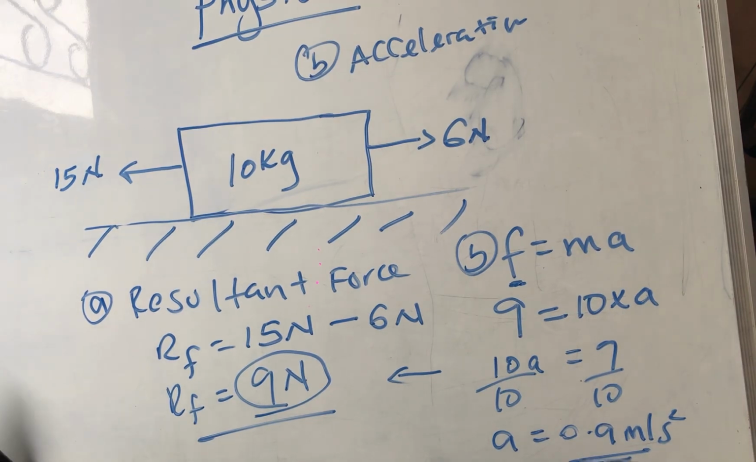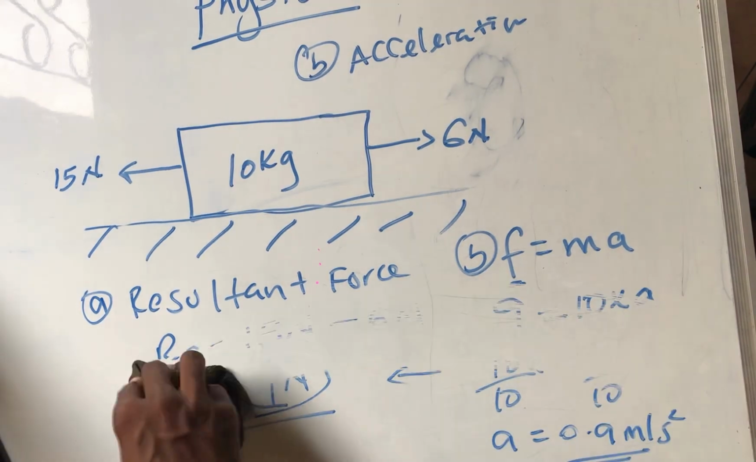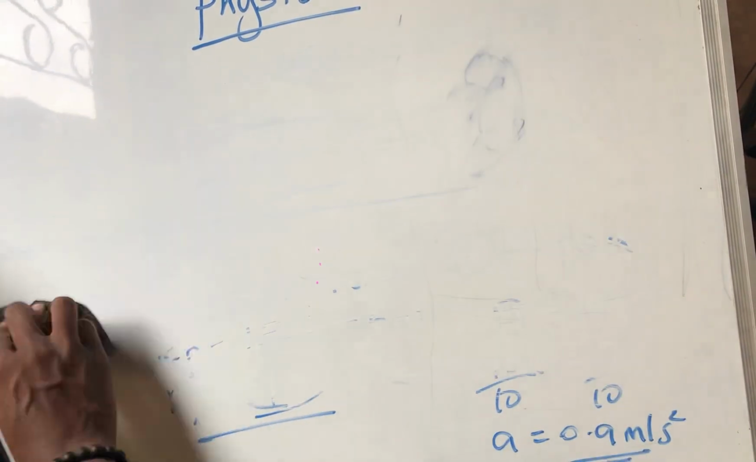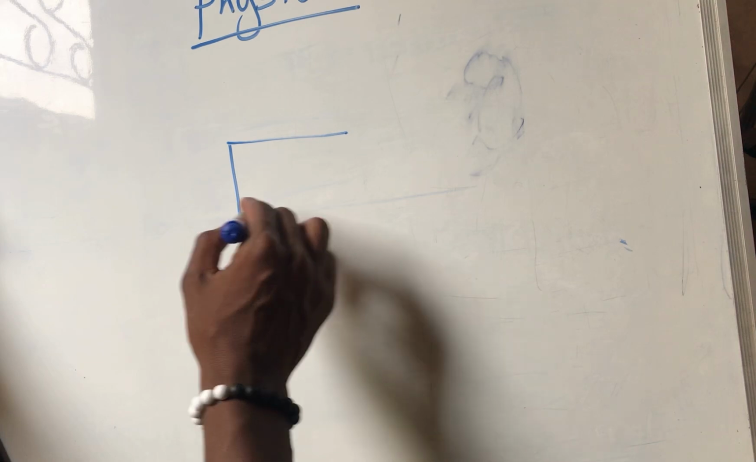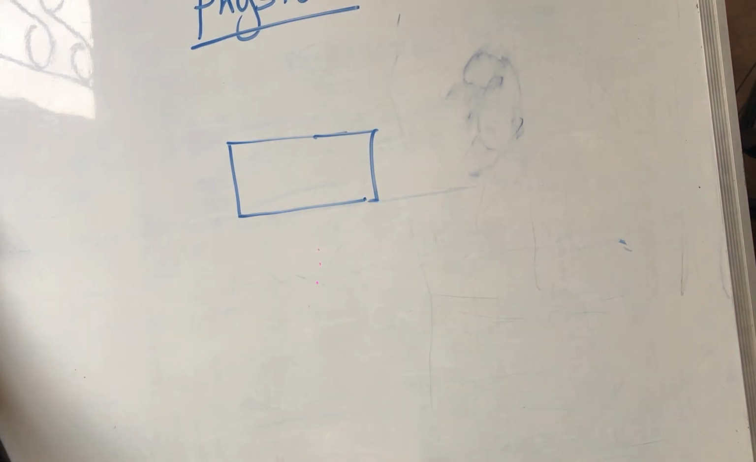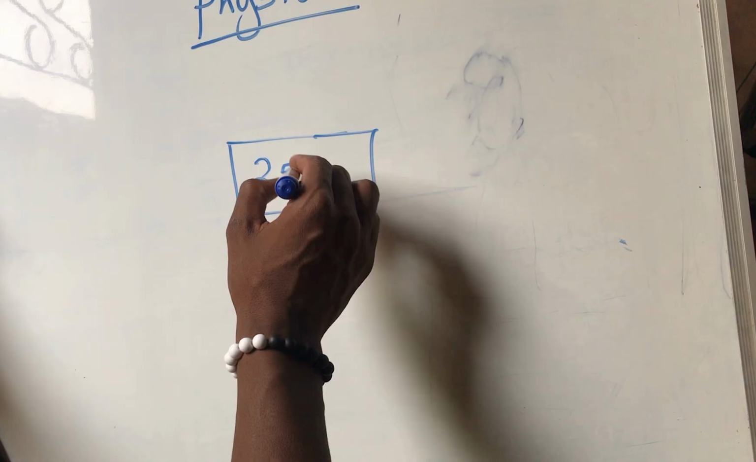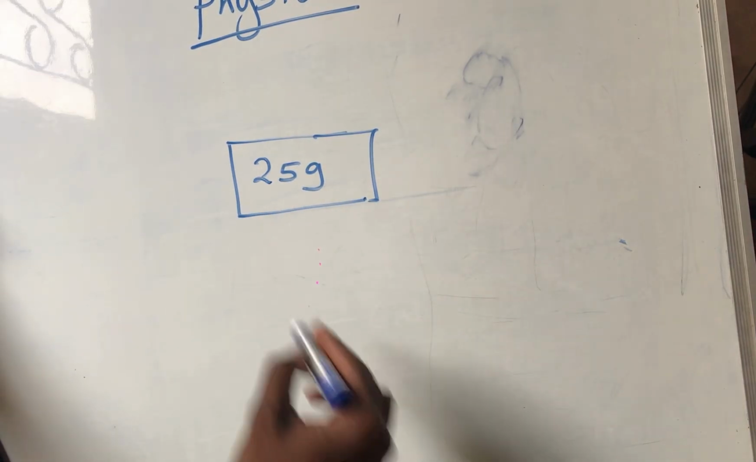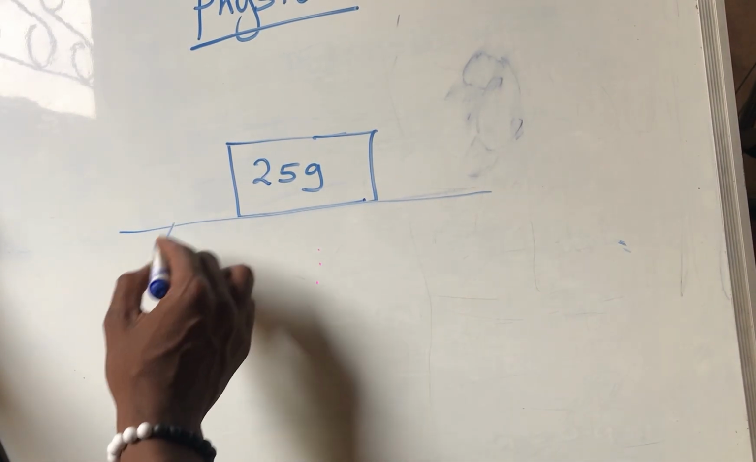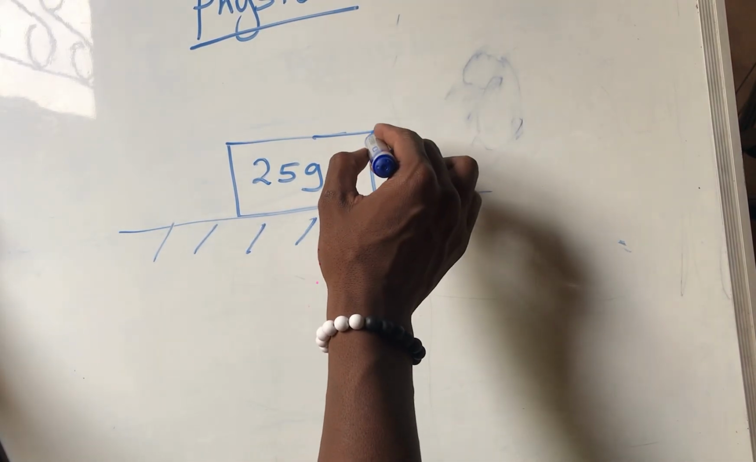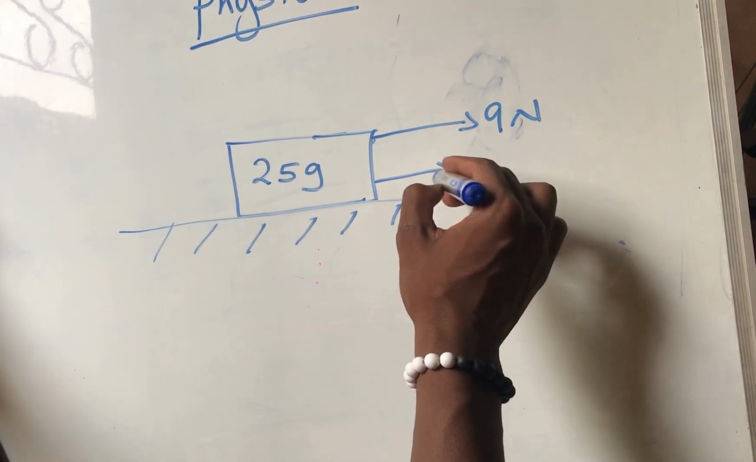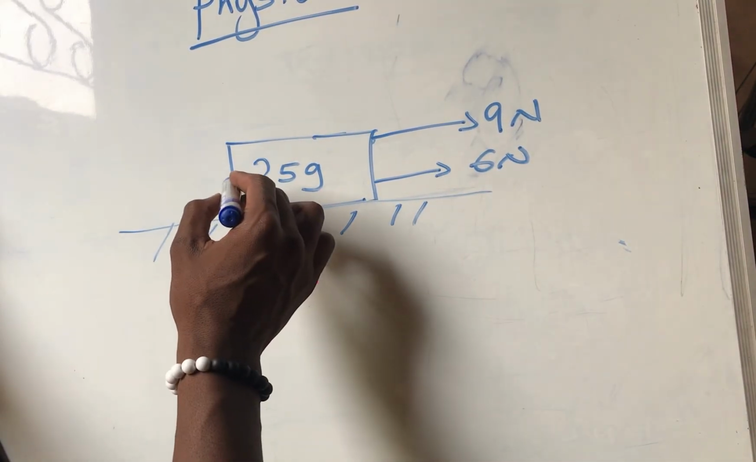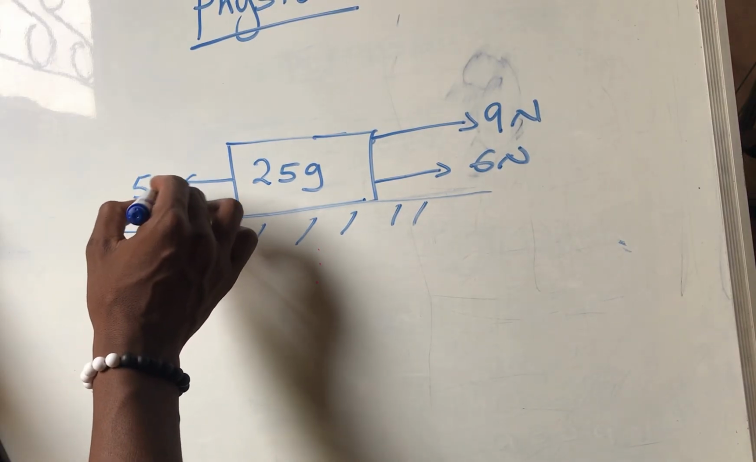Now, what if we had something like this? Let's say we had this body here. Now we are assuming this body has a mass of, let's say, 25 grams, and this is just the ground. Now, over here we've got force 1, which is 9 newtons. We have another force, which is 6 newtons. And then in the opposite direction, let's have 5 newtons.